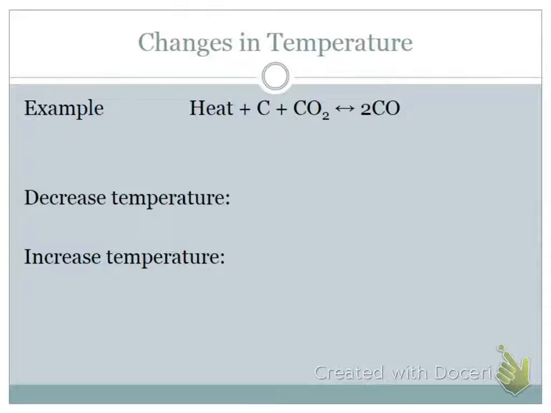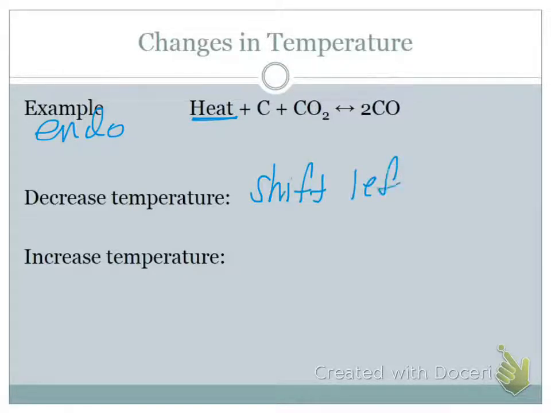In this case, I have heat plus carbon dioxide making CO. First of all, before we answer any question about temperature, is this endothermic or exothermic? Heat is a reactant, so it's endothermic. So if I were to decrease the temperature, would this reaction shift to the left or shift to the right? If I decrease temperature, it would shift left.